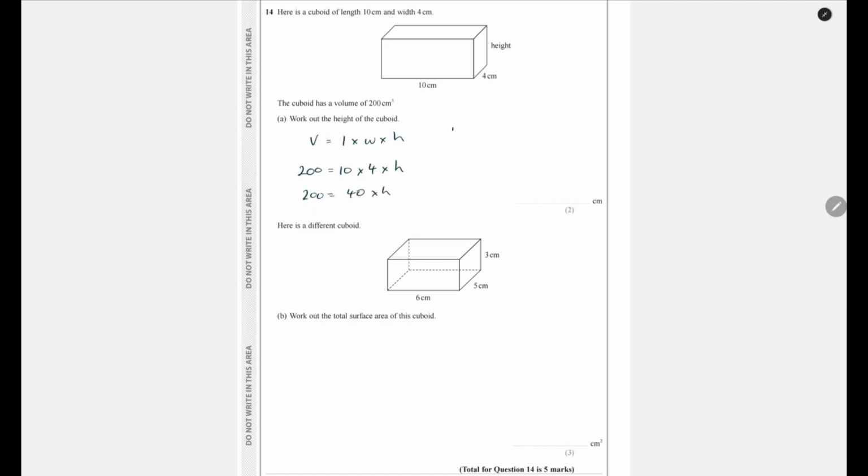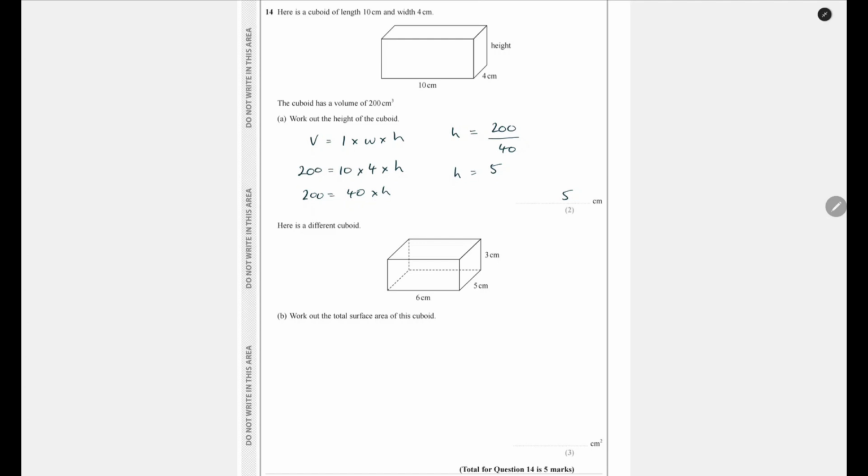And so to make h the subject, we take the 40 to the other side, so h is equal to 200 divided by 40, and therefore h is equal to 5. And so the height is 5 centimeters. Here is a different cuboid. Work out the total surface area of this cuboid.